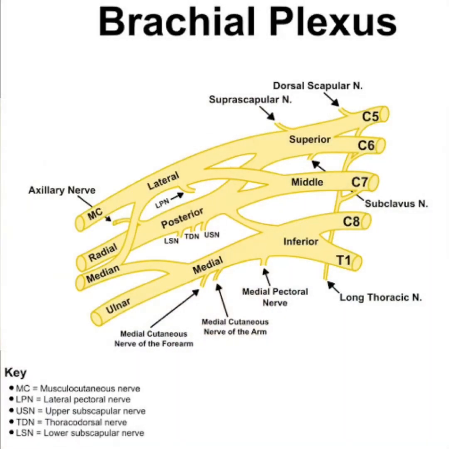Then the posterior cord has the thoracodorsal nerve, the superior subscapular nerve and the inferior subscapular nerve. So these are the minor branches of the brachial plexus. The next thing that we'll be looking at is the clinical correlate, the clinical significance of the brachial plexus.